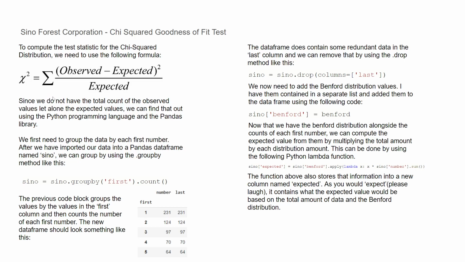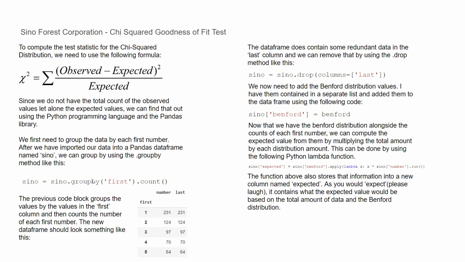Since we do not have the total count of the observed values, let alone the expected values, we can find that out using the Python programming language and the pandas library. We need to first group the data by each first number. After we have imported our data into a pandas data frame named Sino, we can group by using the .groupby method like this. This is taking the column named first, indicating the first integer of the transaction amount.